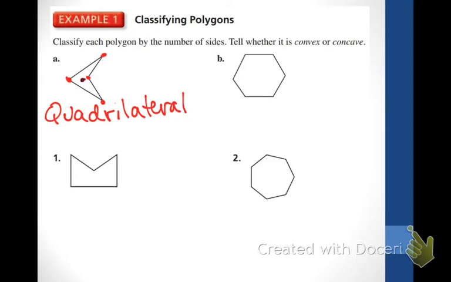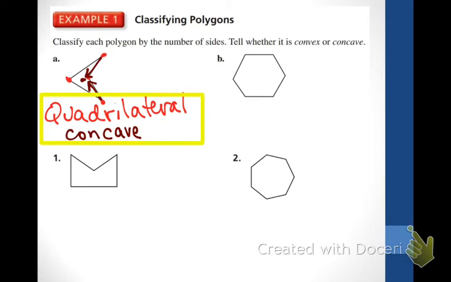And then, I'm just going to put a dot in the center. We need to decide if it's convex or concave. Do any of the sides come in towards the center? Yes, these two come in, so it is concave. So the sides cave in. That's a way to remember it. Letter B. Count the sides: 1, 2, 3, 4, 5, 6, which is hexagon. Do any of the sides come inward? No. None of them go towards the center, so this would be convex.